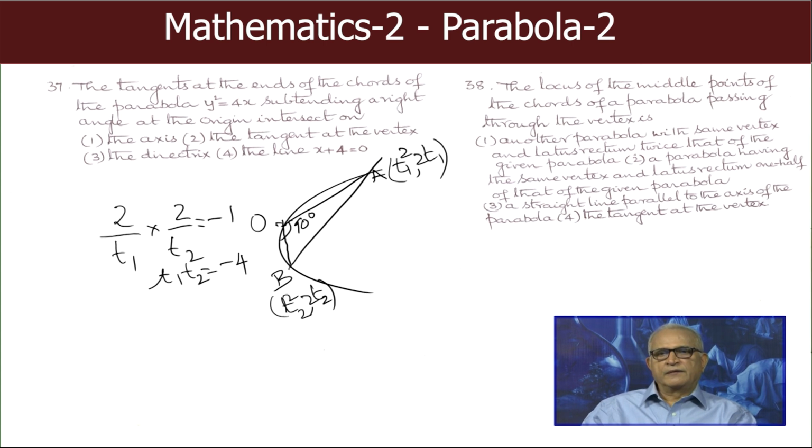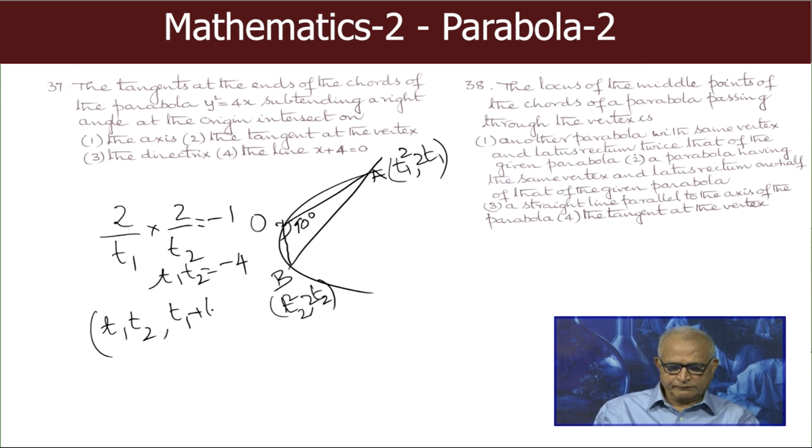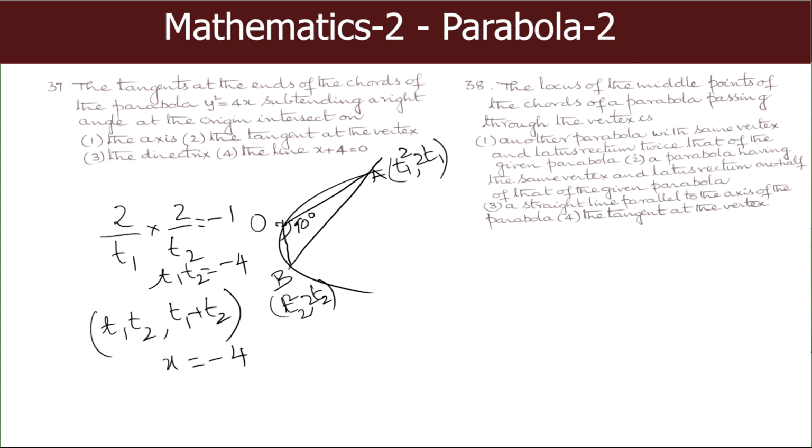Okay. And what is the point at the end? He is asking the point of intersection of the tangents drawn to the parabola at A and B. The formula for the point of intersection of the tangents drawn to the parabola at T1 and T2 is (a T1 T2, a (T1 plus T2)). Here a is 1. This is the point where the tangents drawn to the parabola at A and B meet each other. But T1 T2 is minus 4. So, the x coordinate of the point of intersection is minus 4. No matter what y is, the point always lies on the straight line x equal to minus 4, or x plus 4 equal to 0.